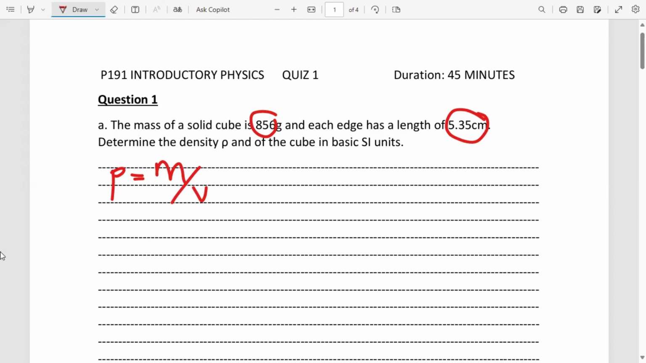But before we do that, we need to convert the units of measurement given in this question into their basic SI units. For example, 856 grams should be converted into kilograms. We are going to divide by 1,000, so 856 divided by 1,000 for 1 kilogram will be equal to 0.856 kilograms.